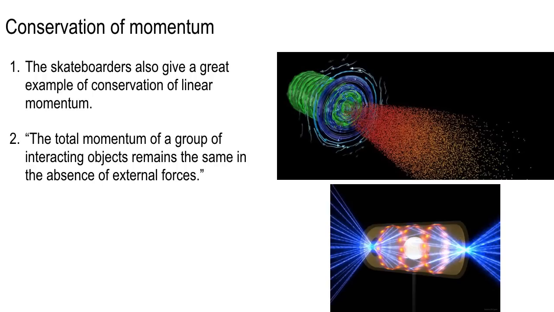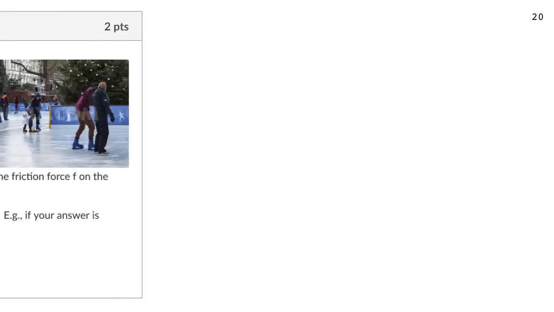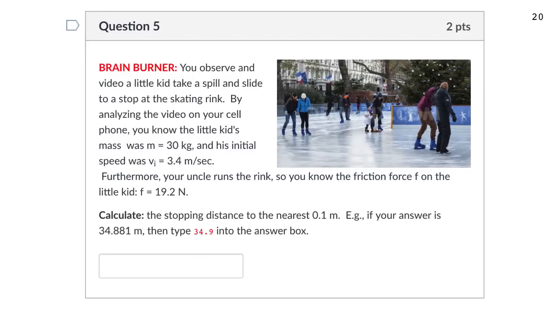But before we do that, I want to give you a sneak preview of a homework problem. Now, I don't know if I'm going to give you this one, but it's going to be like this one. So take notes. You observe and video a little shrimpy kid taking a spill and sliding to a stop at the skating rink.